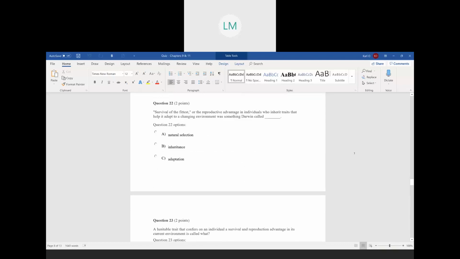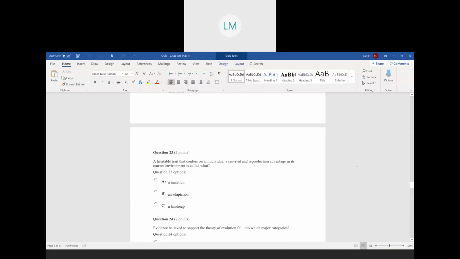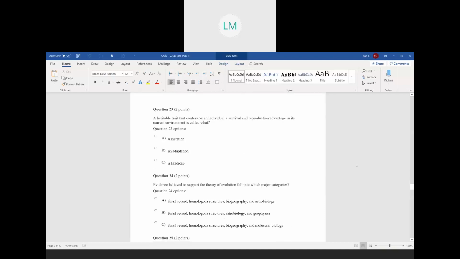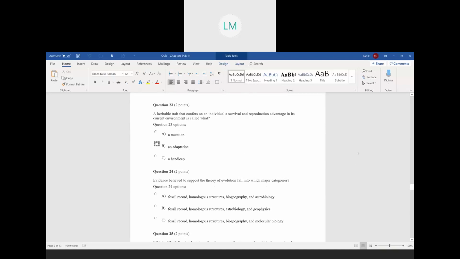Question 22, survival of the fittest, or the reproductive advantage in individuals who inherit traits that help them adapt to a changing environment, was something Darwin called natural selection. Okay, so we've got natural selection there as the survival of the fittest. Question 23, a heritable trait that confers on an individual a survival and reproduction advantage in the current environment is an adaptation. So that's an adaptation there, something that helps an individual survive and reproduce.